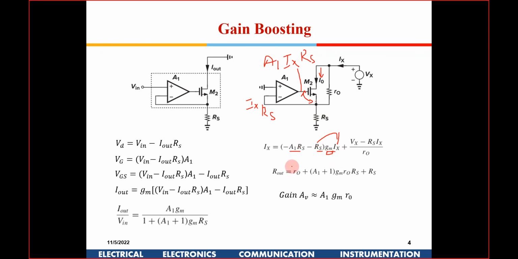Now from this equation, if I do Vx by Ix, I will get R0 out, right? So this is the equation for R0 out. Now if I have to find out the total gain, the intrinsic gain of this, when I say intrinsic gain, it means that the load is infinite. I am not looking at the load, I am just looking at the total gain which is available from this amplifier itself. I multiply these two.